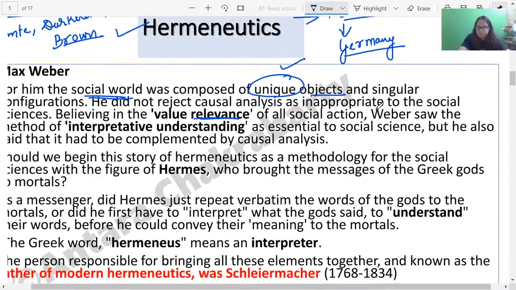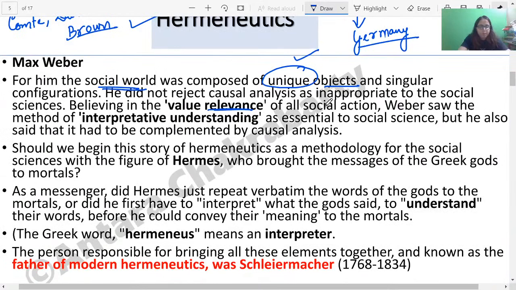Now, why are we talking about Weber here? Because Weber has preached a different kind of sociology known as interpretative understanding.